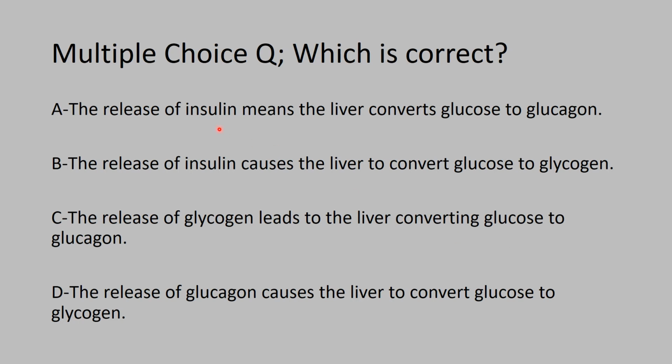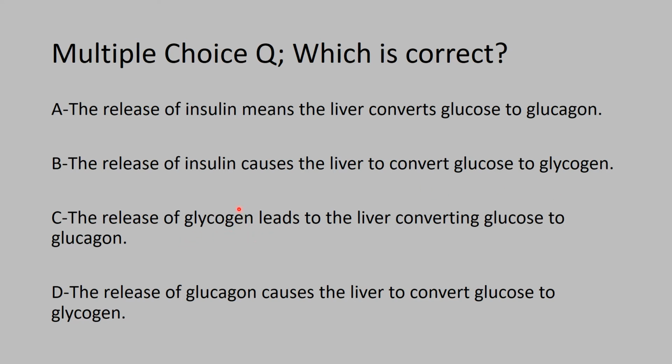So, release of insulin means liver converts glucose to glucagon. Well, glucagon is the hormone, so that's not correct. The release of insulin causes the liver to convert glucose to glycogen. So, insulin certainly causes this kind of route. So that one looks pretty good.